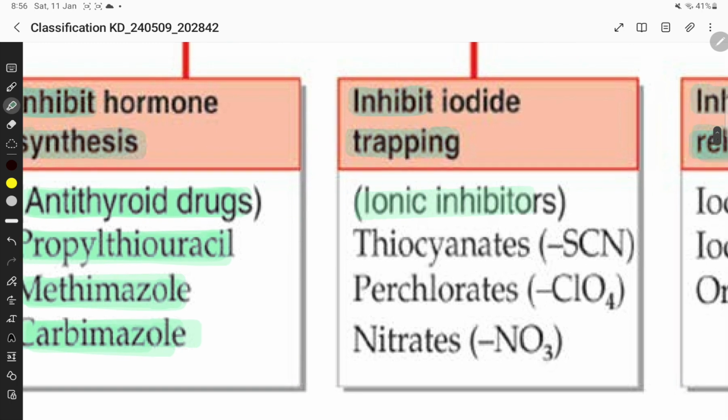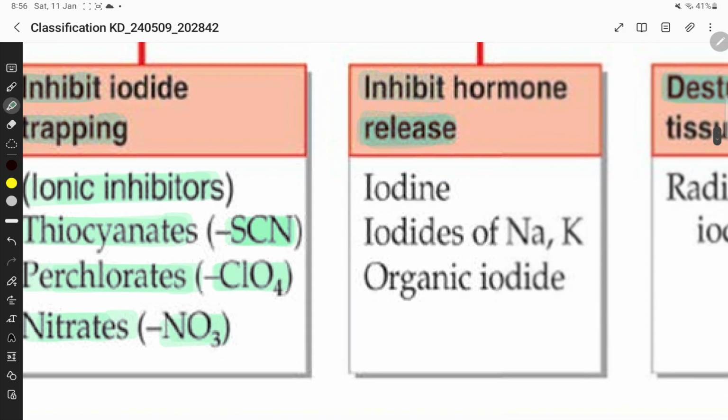Then ionic inhibitors like thiocyanate, perchlorates, and nitrates inhibit iodide trapping.